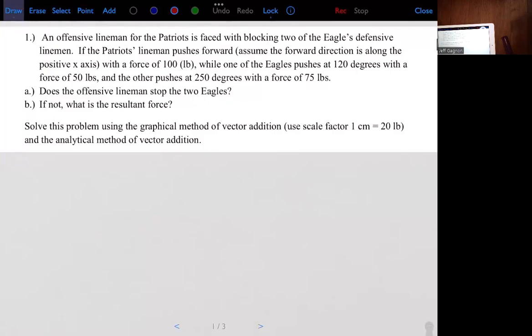So in this video, I want to go over the in-class practice problems for vectors. These are sort of like some of the general vector type questions.